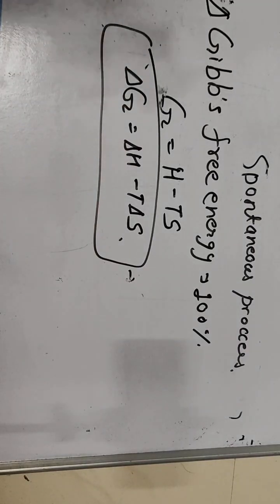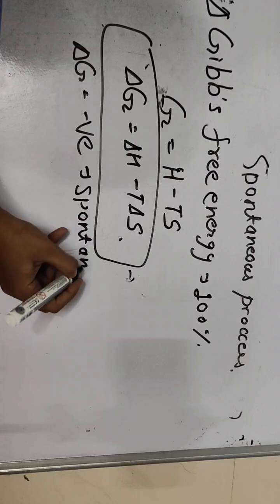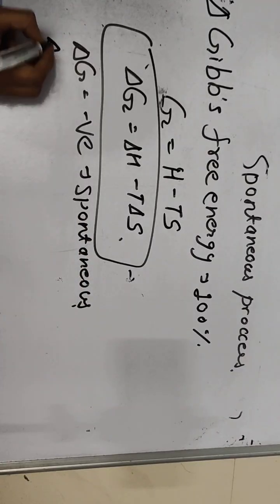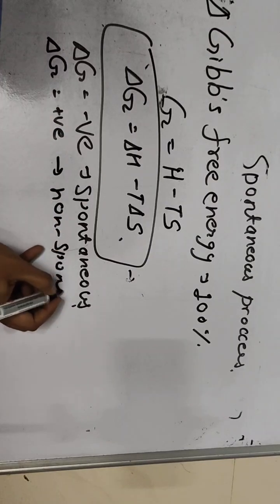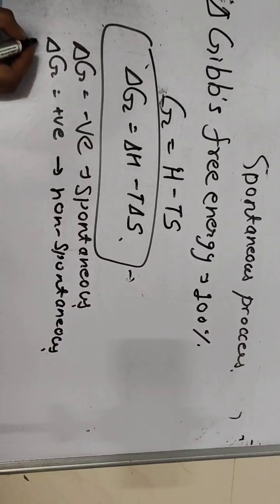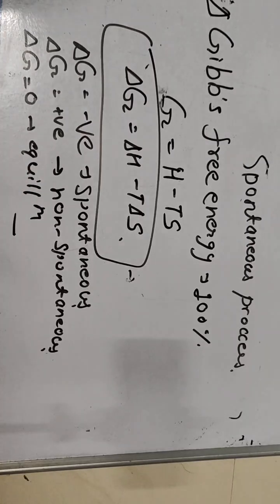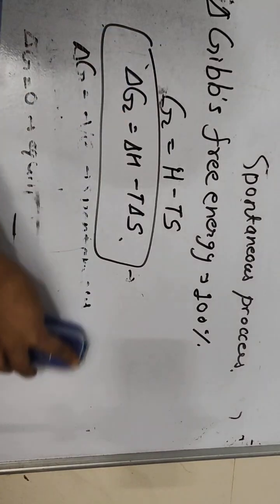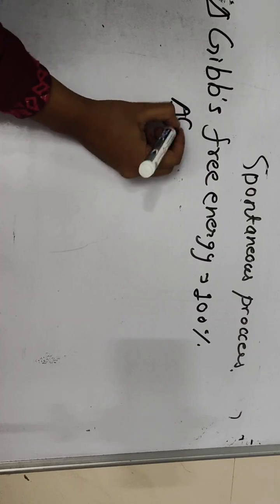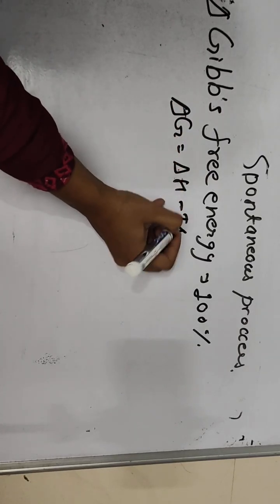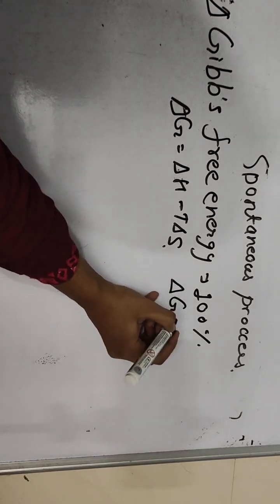Now when delta G value is negative, then it is considered as a spontaneous reaction. When delta G is positive, then it is a non-spontaneous reaction, and when delta G is 0, it is an equilibrium reaction. So we have the equation delta G equals delta H minus T delta S. If we want a spontaneous reaction, the delta G value should be negative.